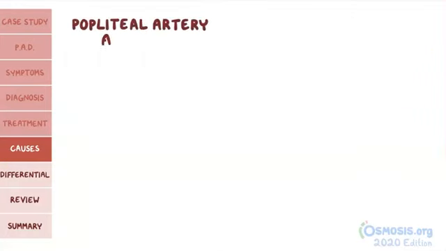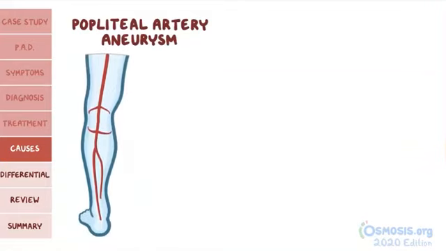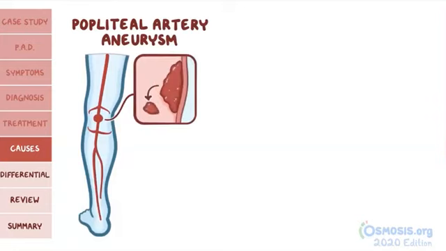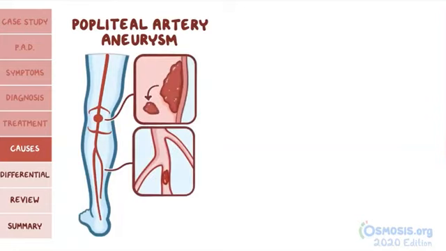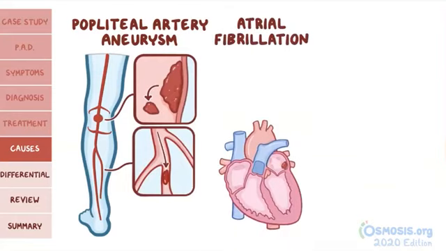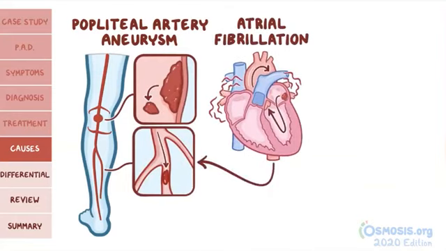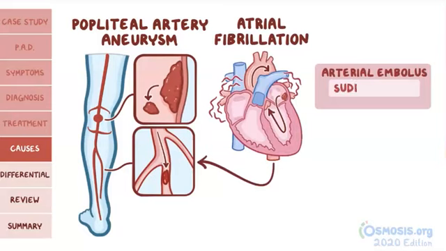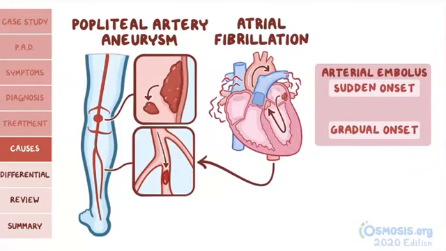A popliteal artery aneurysm is another potential cause. Due to the stasis of the blood in the area of the aneurysm, a clot can form. That clot can then embolize and occlude smaller vessels in the legs. In addition, atrial fibrillation can dislodge clots that travel from the heart to the limbs, causing the same kinds of problems. A high-yield concept is that with an arterial embolus, there is a sudden onset of symptoms, rather than the gradual onset of symptoms caused by atherosclerosis.